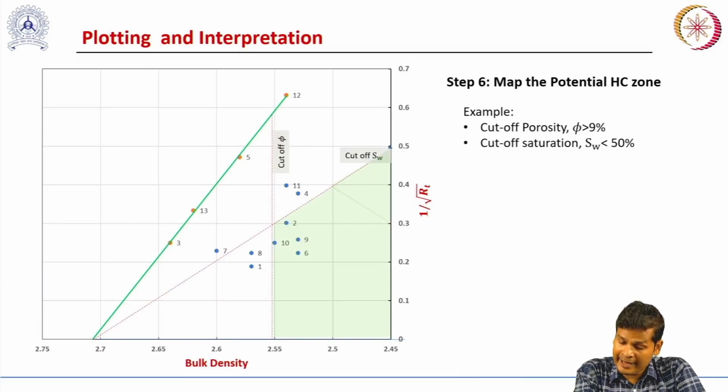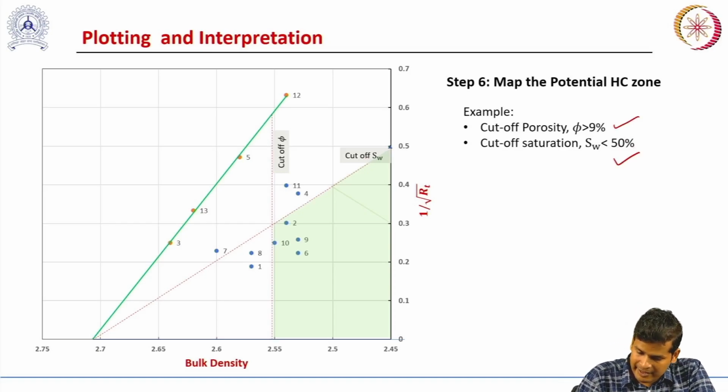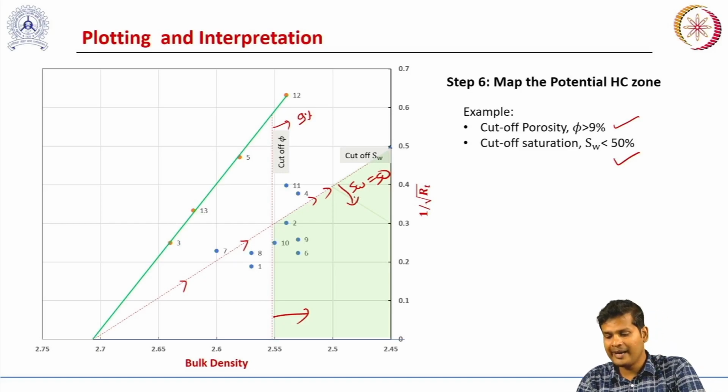So I can also enhance my understanding of my solution. I can draw the map which shows my potential hydrocarbon zone. For example, let us say if I define cutoff porosity to be greater than 9% and water saturation to be less than 50%. So this is my cutoff water saturation line where the water saturation is 50%, and this is my cutoff porosity line where my porosity is 9%. So that means greater than porosity 9% and less than 50% saturation.